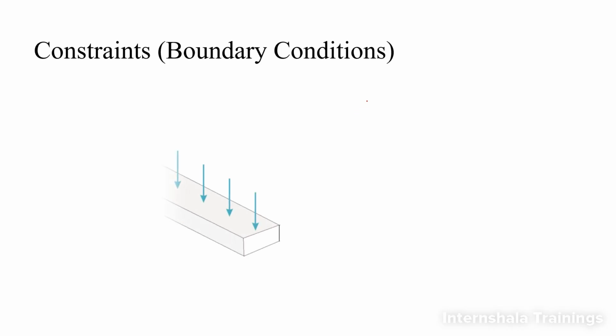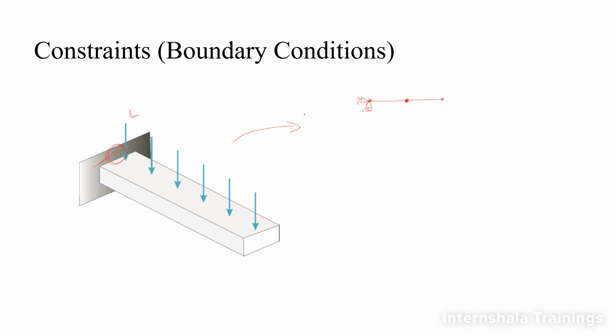Now, we'll take an example of a cantilever beam which is fixed here and a load L is applied here. Using the process of meshing, we will convert this into nodes and elements. Once we convert this into nodes and elements, the next thing is I need to apply the constraint. So I will apply the fixed constraint here as this is already fixed.